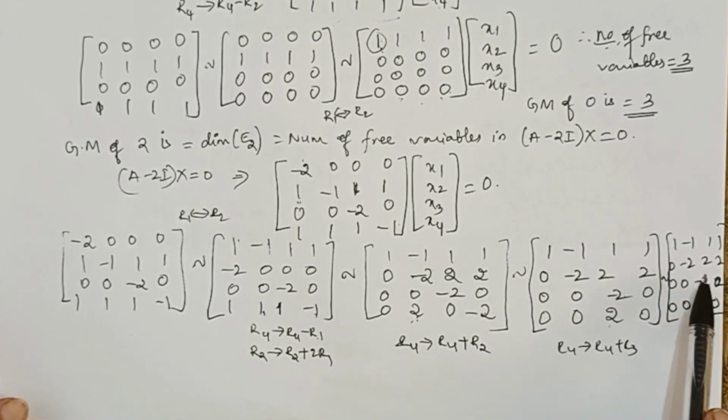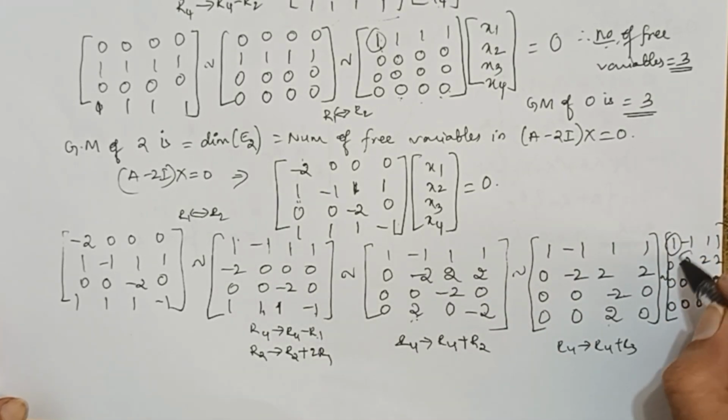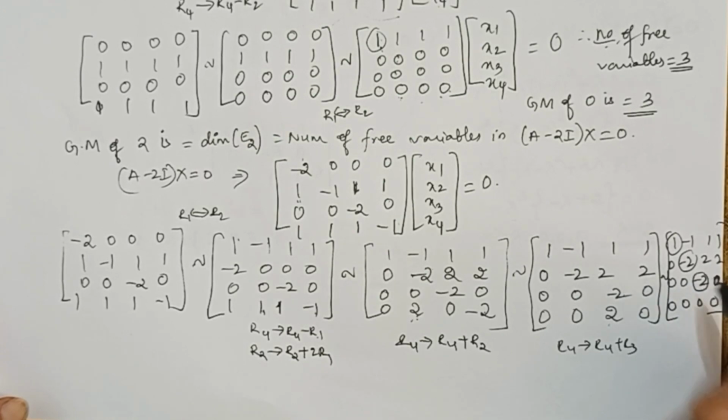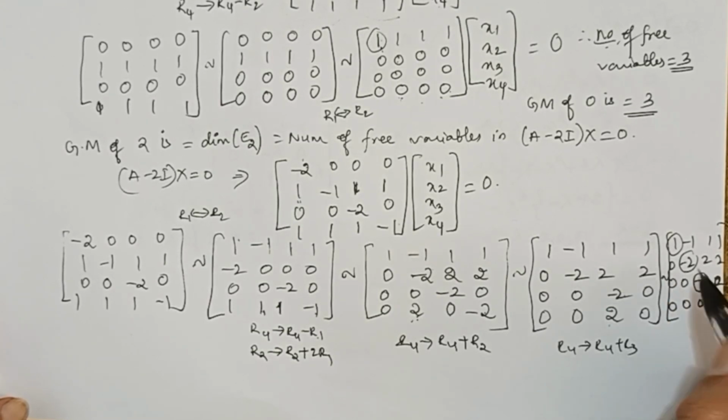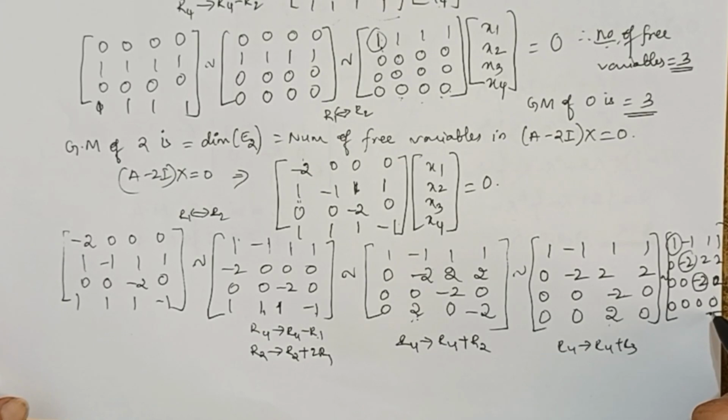You can still convert it into row reduced echelon form. Anyway, I want just the number of free variables. There is a pivot in the first column, there is a pivot in the second column, there is a pivot in the third column. Pivot means the first non-zero entry, which is to the right of the first non-zero entry of the previous row. There is no pivot in the fourth column.